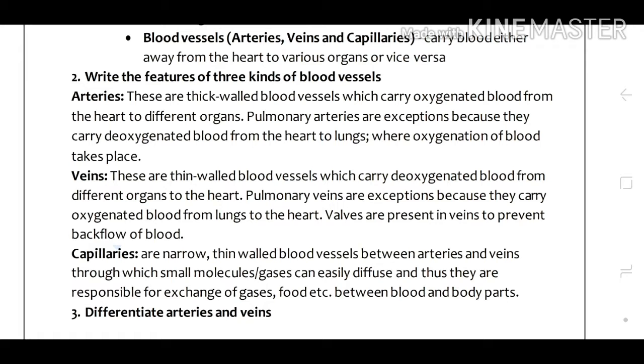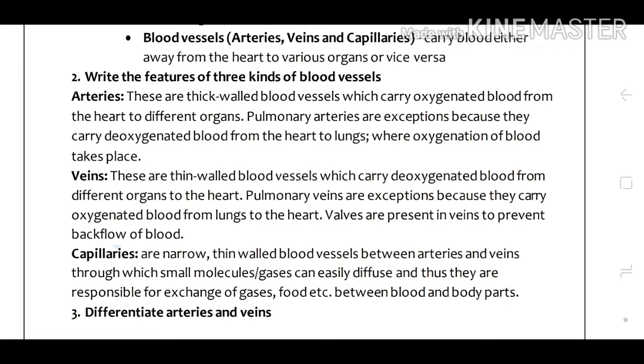Question number 2. Write the features of 3 kinds of blood vessels. Arteries: these are thick-walled blood vessels which carry oxygenated blood from the heart to different organs. Pulmonary arteries are exceptions because they carry deoxygenated blood from the heart to the lungs, where oxygenation of blood takes place.